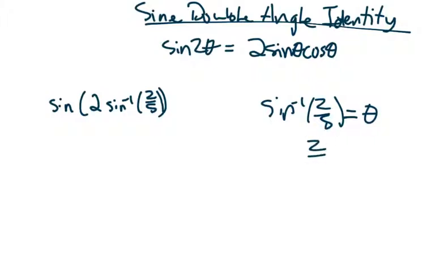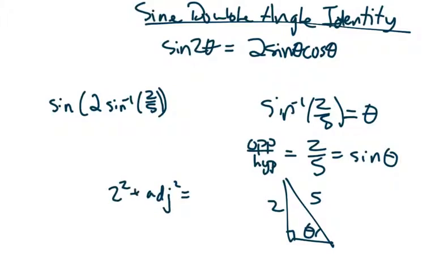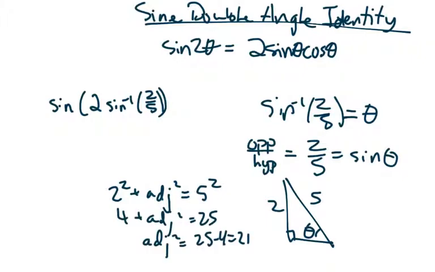Now, assuming that angles are in the right places, this is equivalent to saying sine of that angle theta is equal to 2/5. Now sine, SOHCAHTOA, is opposite over hypotenuse, which means that you can draw a triangle here where you've got a theta, and the opposite is going to be 2 and the hypotenuse is going to be 5. Using the Pythagorean theorem, you figure out the adjacent side. Opposite squared plus adjacent squared equals hypotenuse squared. So the adjacent side is the square root of 21.